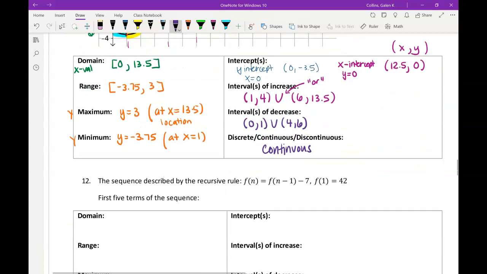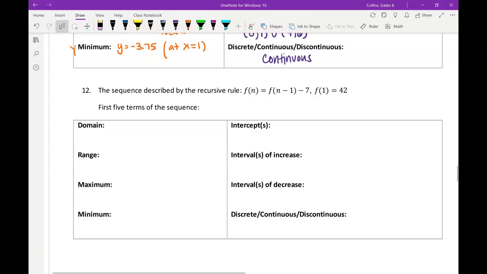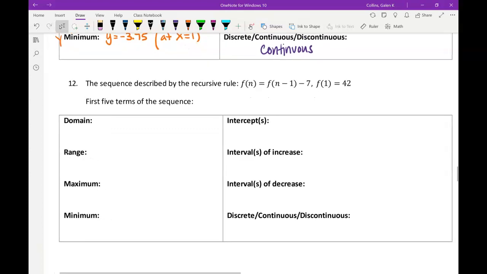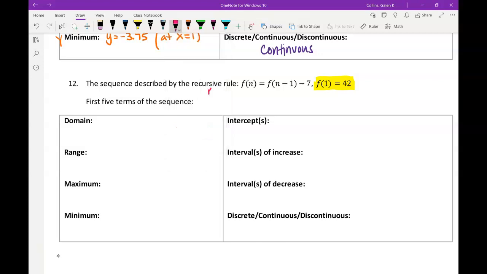All right, the next two are a little bit harder. For number 12, we are given a sequence described by a recursive rule. Since we are given f of 1 is 42, I'm going to assume that my first input in the sequence is the number 1. So I'm going to make a little table. It says find the first 5 terms of the sequence. I'm going to do that in table form.